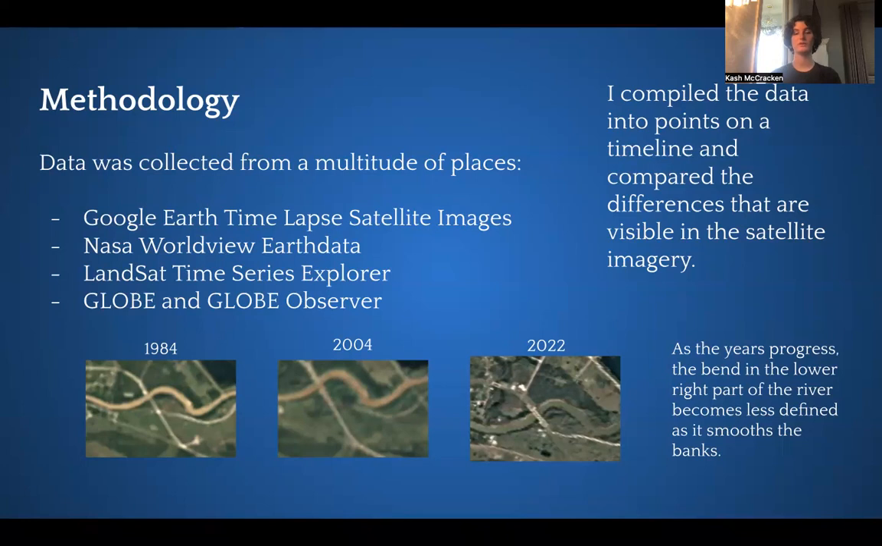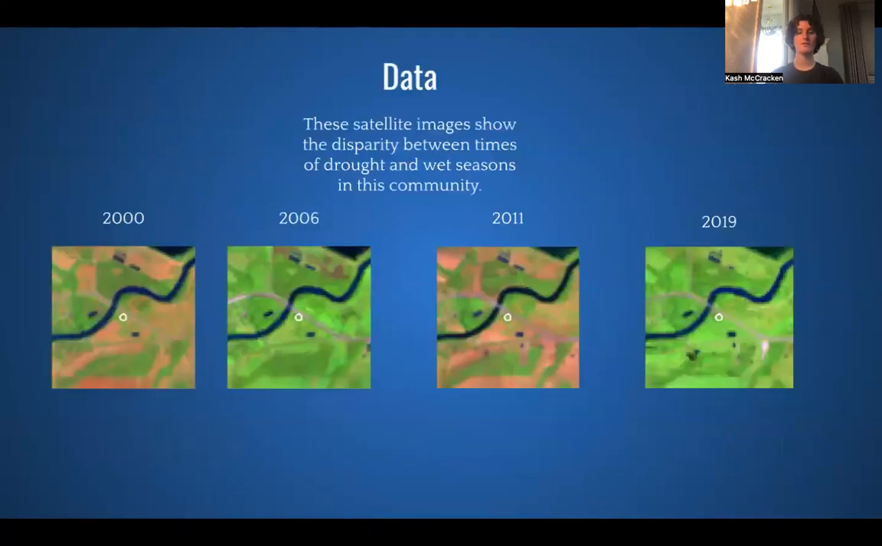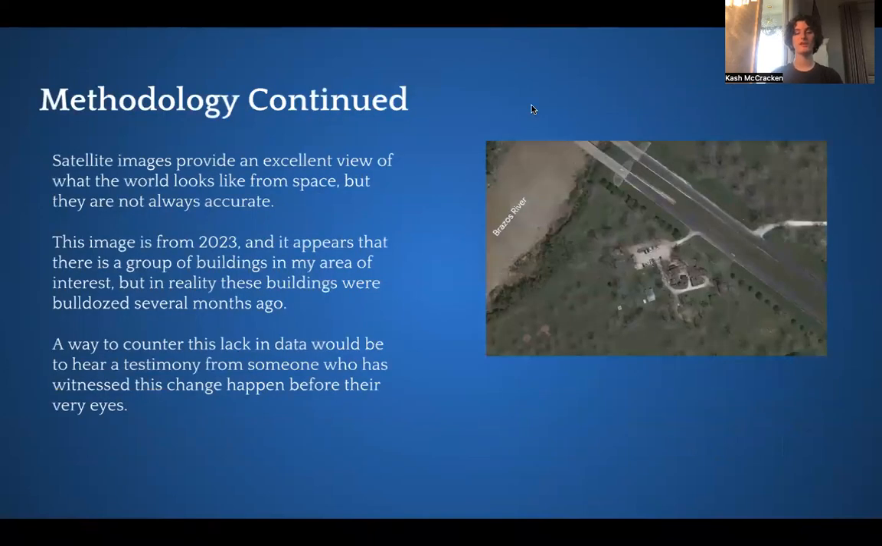As you can see, the river is beginning to smooth out rather than be so rigid around the edges. And this is where you can see the difference in flora. So satellite images work very well, but they're not always accurate. This is an image from 2023, but it is not true. The buildings that are in this image were bulldozed several months ago. So a way to counteract this lack in data would be to hear testimony from someone who's witnessed this change happen before their very eyes.